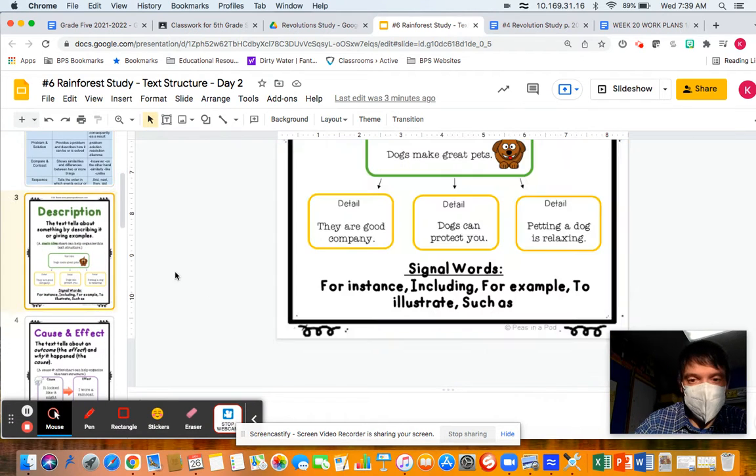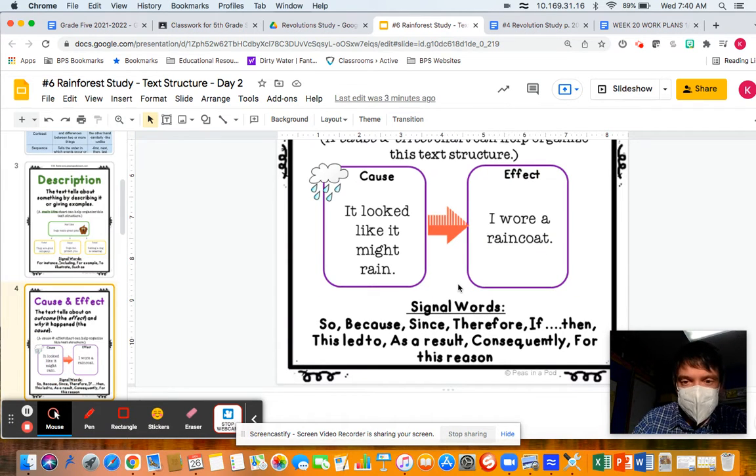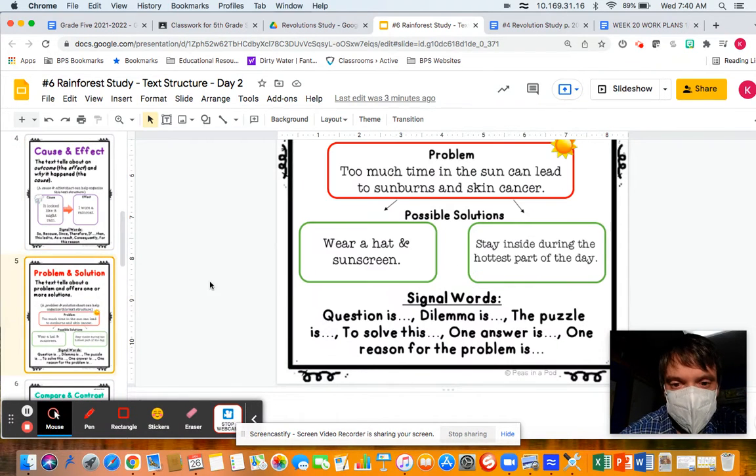Okay. Yesterday you went through description, those signal words when you're just describing something and giving examples. Cause and effect is like describing something that happens and then something that happens because of it. And then the third one was problem and solution. It might explain a problem, and then it explains solutions. Kind of like cause and effect, but it's more explicit. It's about here's a problem, here's what you do.